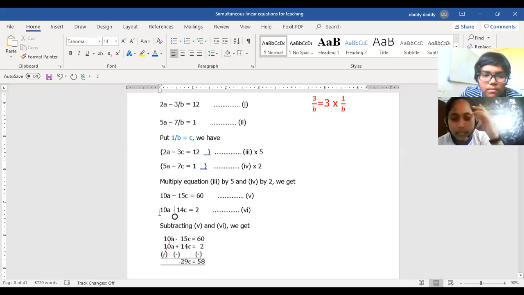Now who is saying I did not understand? Ma'am, Yashraj. What have you not understood? Ma'am, excuse me, ma'am. In the sixth equation, you have given 10a minus 14c is equal to 2, and while subtracting, you have given 10a plus 14c, ma'am. Yes, ma'am, it should be minus.